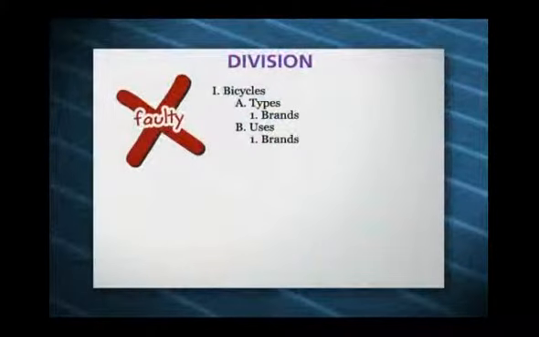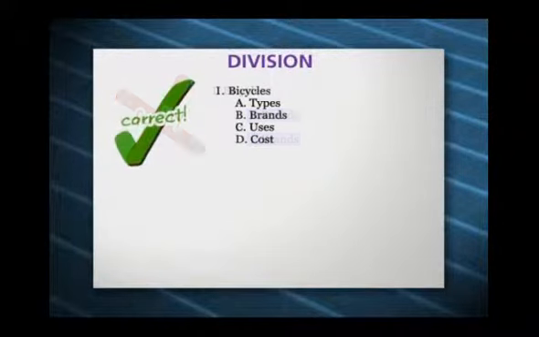Here's an example of faulty division. Roman numeral I, bicycles. I have an A and a B, but I don't have a 1 and a 2. I have two 1s. Here's a correct version of this. Roman numeral I, bicycles. A, types. B, brands. C, uses. D, costs. Now, I can have as many as I want.